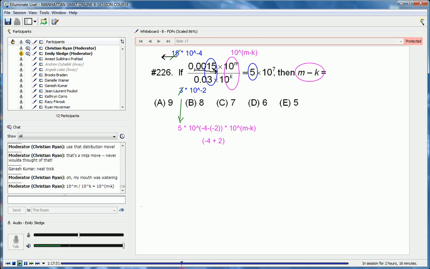Now that I've caught up with you on the board, Andrew, walk us home. Go ahead and grab the mic. Well, from there, I basically combined the base 10s, and so you have 5 times 10 to the negative second power plus m minus k, which equals 5 times 10 to the 7th power. So from there, if you do simple adding and subtraction, you'll find that m minus k must equal 9 so that you get a 7.